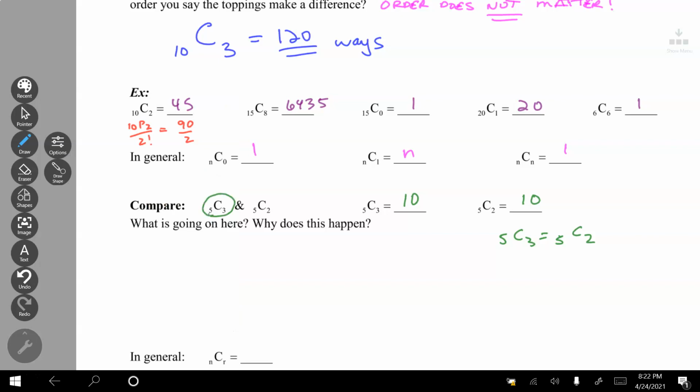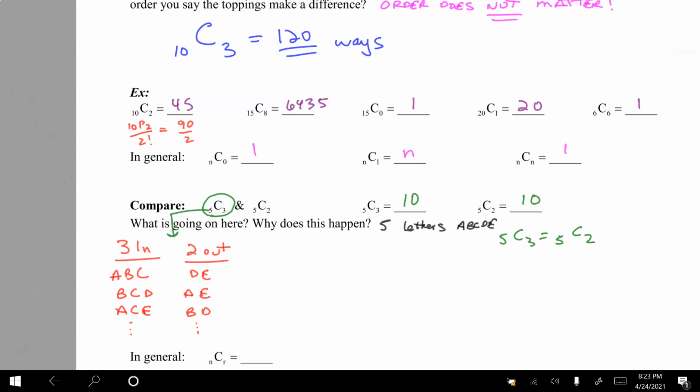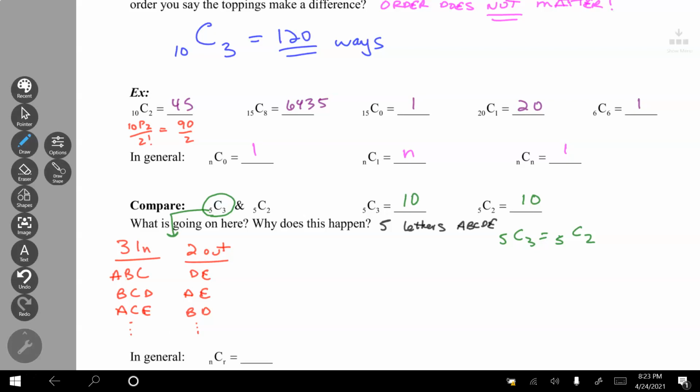Well, let's do 5C3. So 5C3 means I have 5 items. Let's pick 5 letters: A, B, C, D, and E. And 5C3, I'm only going to take 3 of them. I'm going to make out a list. So 5C3 means out of my 5 items, 3 are in, and I leave 2 out. And the order doesn't matter, so my 3 in are letters like A, B, C, and D and E are left out. B, C, D, and A and E are left out. And I could go through and list all 10, but I'm not going to. So that's what 5C3 is, and there would be 10 ways I could do that.